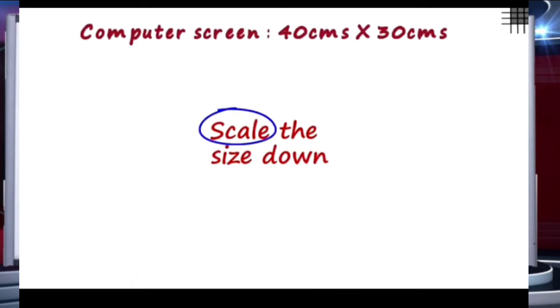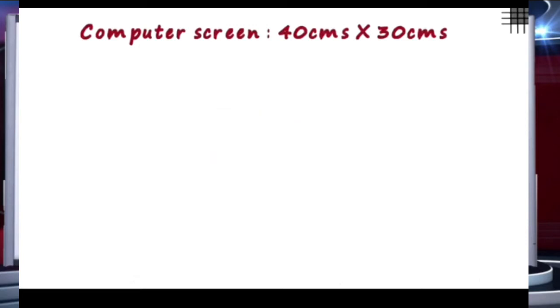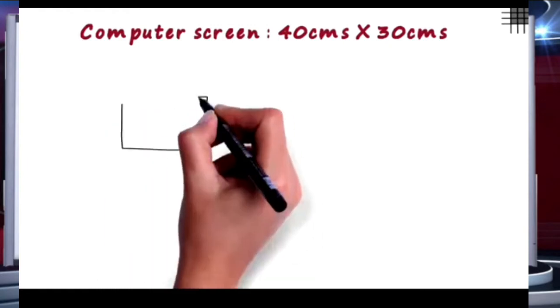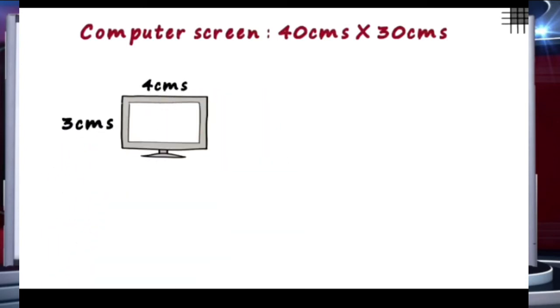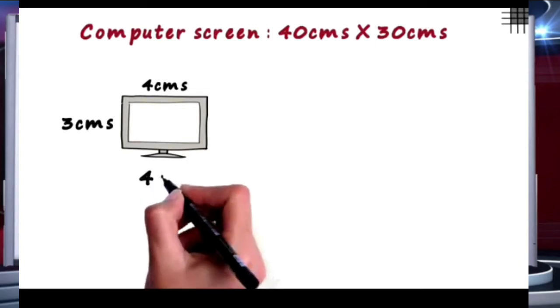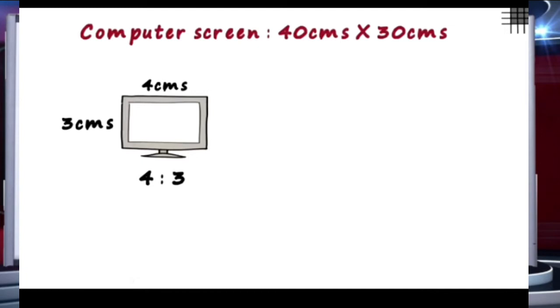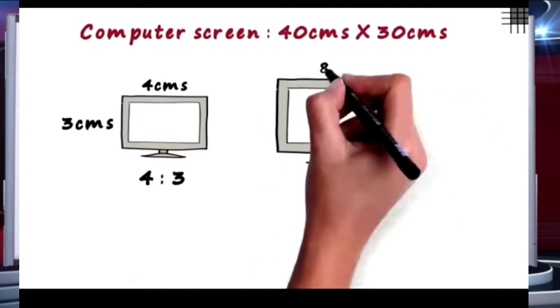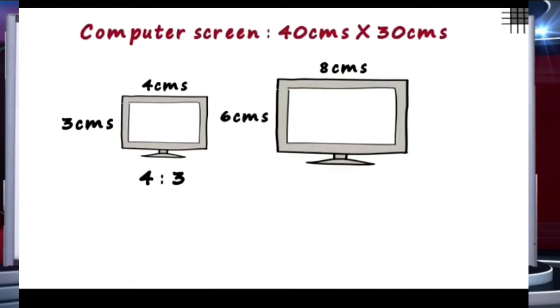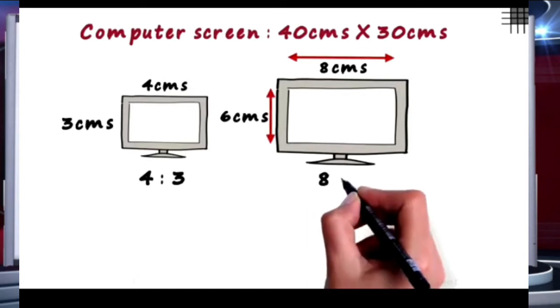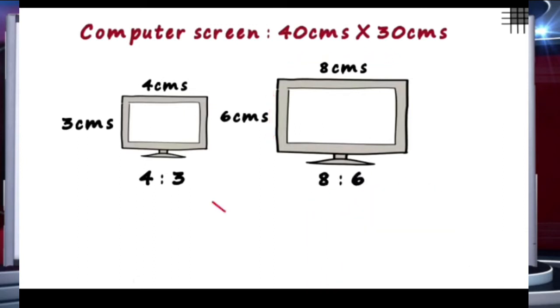See students, scale. Please pay attention to this word scale. Scale the size down means you will draw a smaller picture which is similar to the earlier one. You will draw a picture like this with length 4 cm and breadth 3 cm. This will fit in your notebook. Here the ratio is 4:3. In case you have a bigger notebook, you will draw a bigger figure like 8 cm into 6 cm. Here the ratio of length to breadth is 8:6.